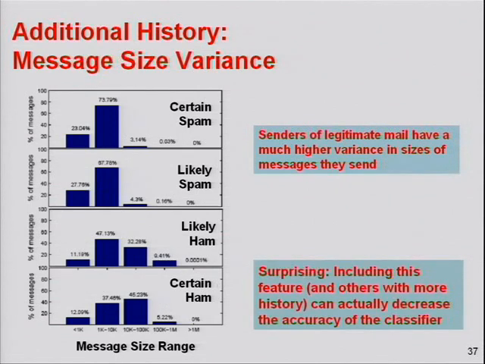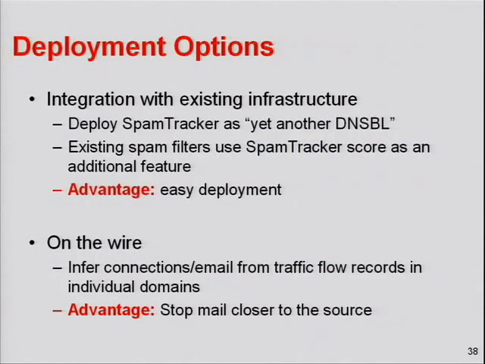quite as variable. Okay, so surprising thing actually, and we're still looking into this, but including this feature and some of these others that require more history actually decreased the accuracy of the classifier that I was showing before, which suggests that the data set may be biased and that some of these things may be resulting in some overfitting, but that's something that we're still looking into.